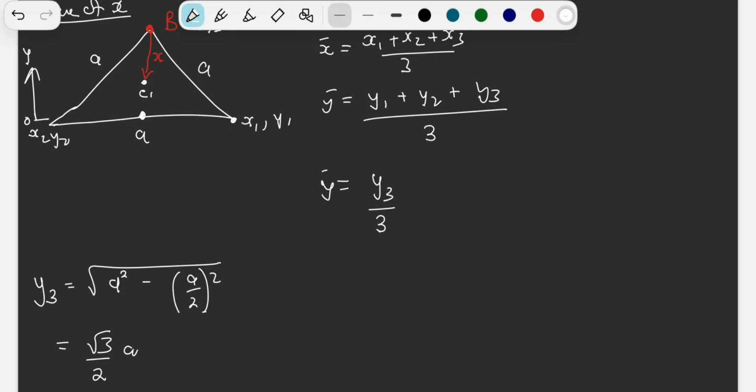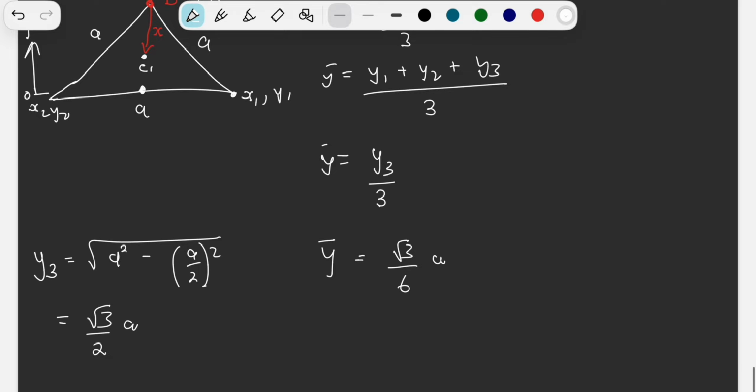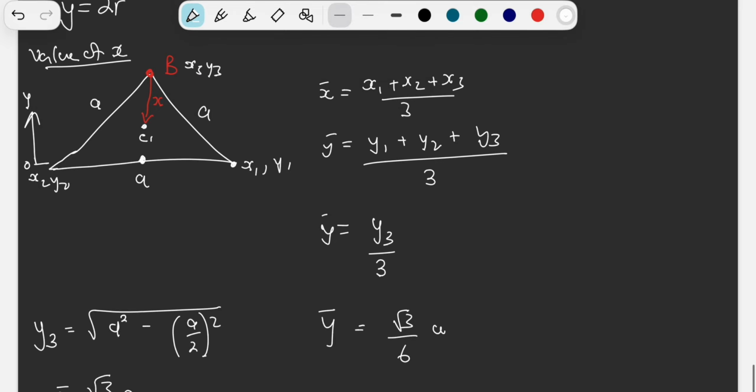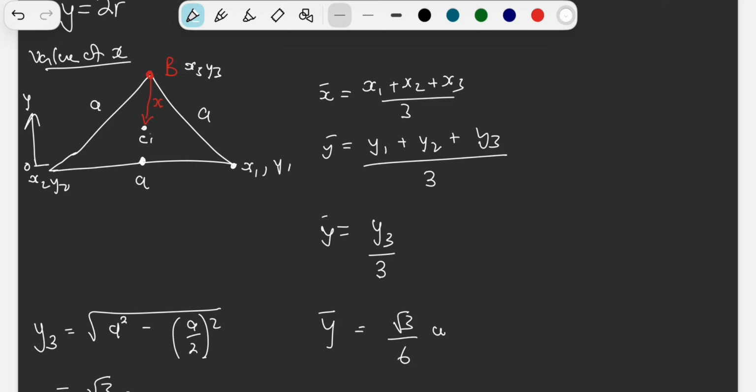So y3, the height, is going to be root 3 over 2 a, and y bar, which is basically the average value, y bar is basically going to be root 3 over 2 a divided by 3, right? So times something like this. So this is going to be the average value for your value of y bar. So this is what the average value is going to be.